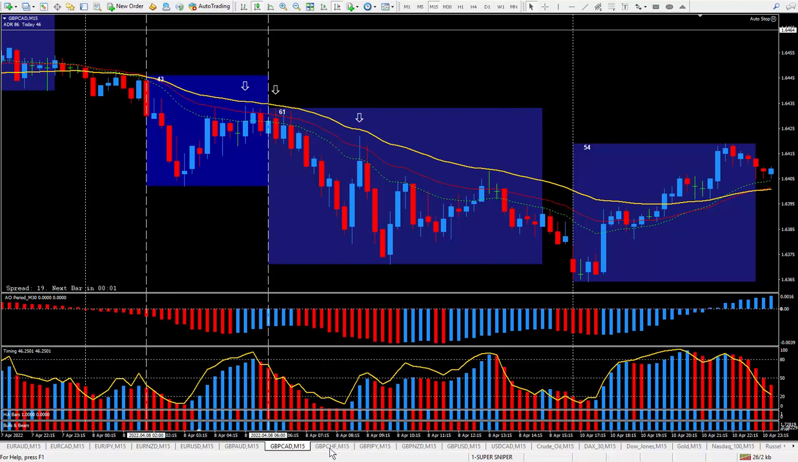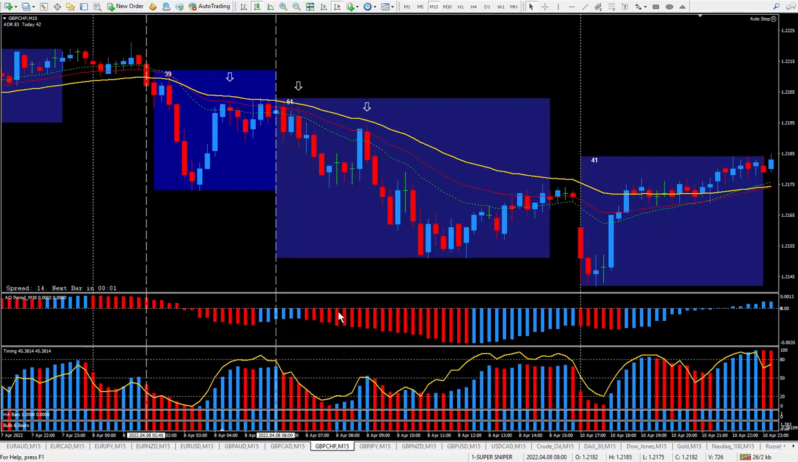Moving right along to another pound pair, Pound Swiss. When you look at 21 instruments, you're going to get a lot that look exactly like this. That's why I love using the Super Scalper trading system. London push, pull back to the moving averages, sell.